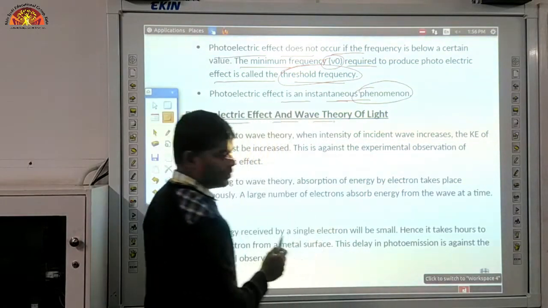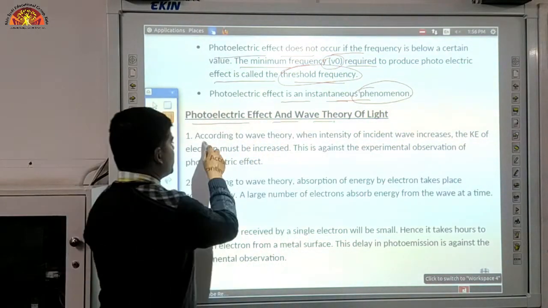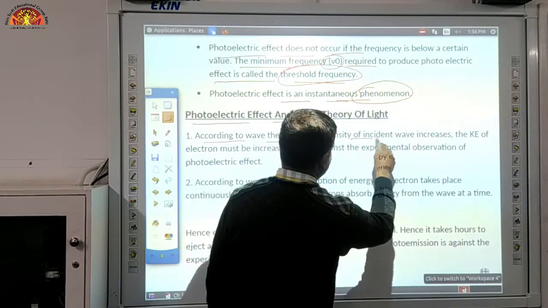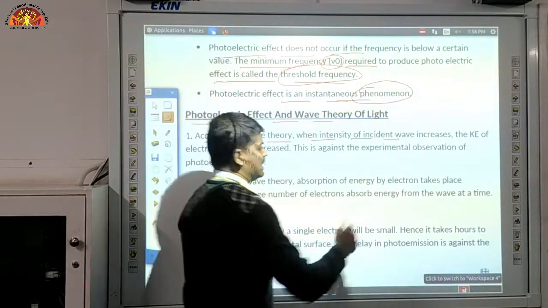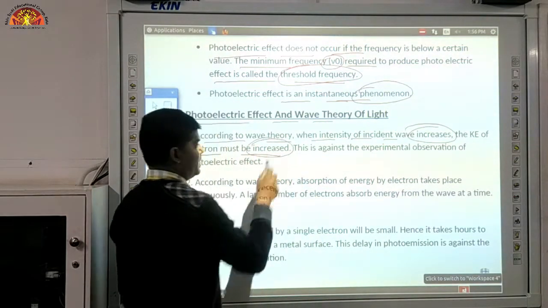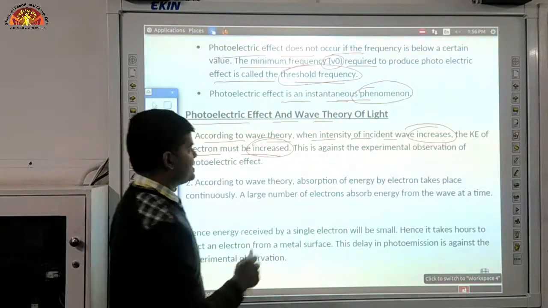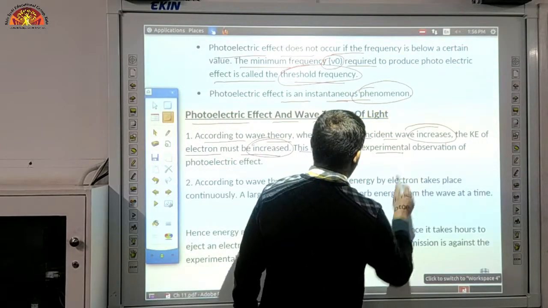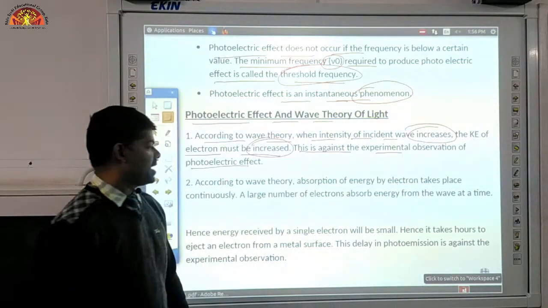Now the photoelectric effect and the wave theory of light. According to the wave theory, when the intensity of the incident wave increases, the kinetic energy of the electron must be increased. Okay, now this is against the experimental observation of the photoelectric effect.